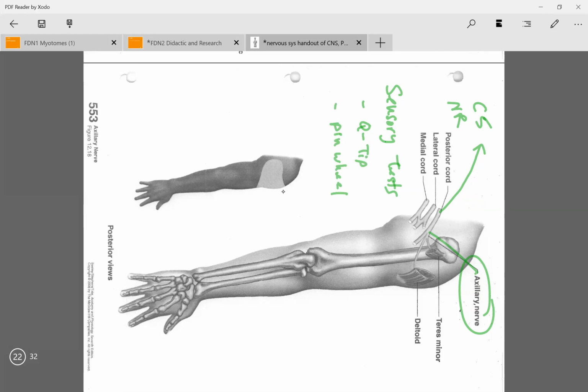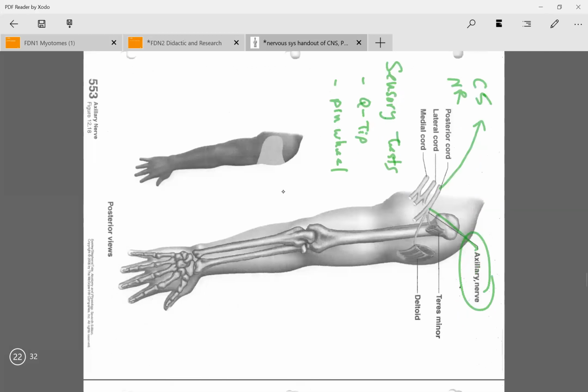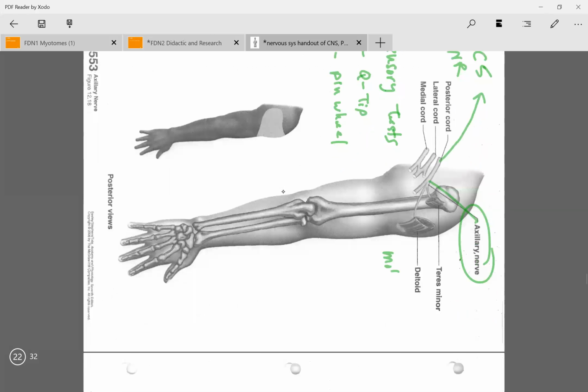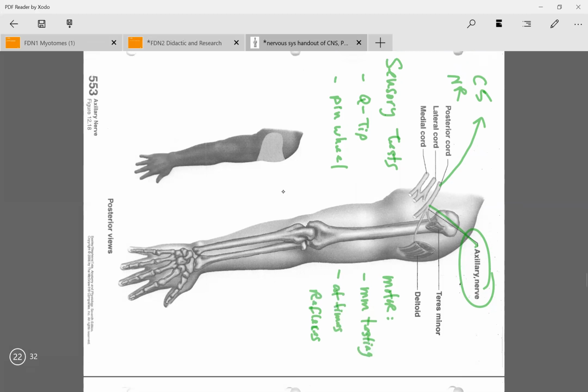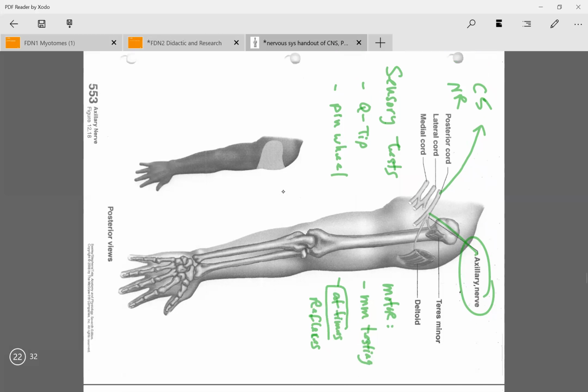Okay, so sensory tests are going to be Q-tip and pinwheel. And motor is going to be muscle testing, and at times your reflexes. At times means not every single nerve root we can do a reflex, because you have to use a reflex hammer.